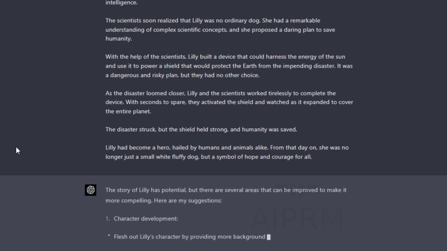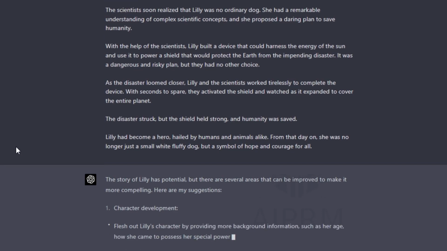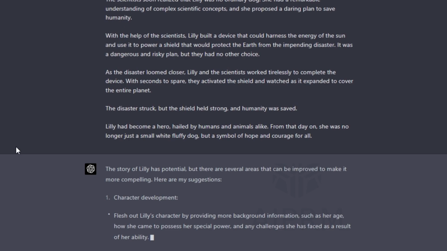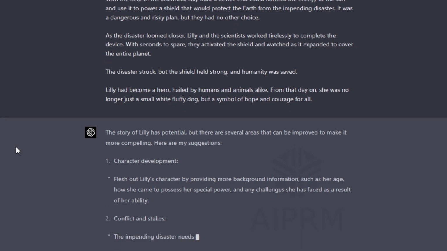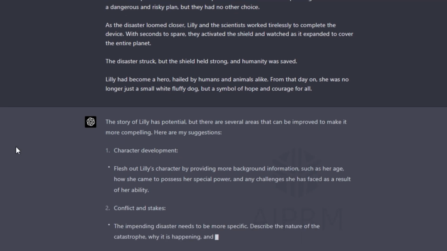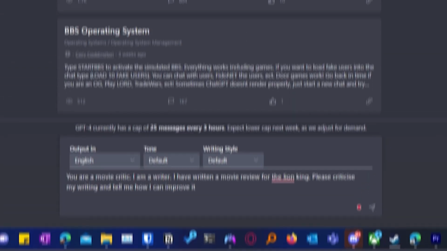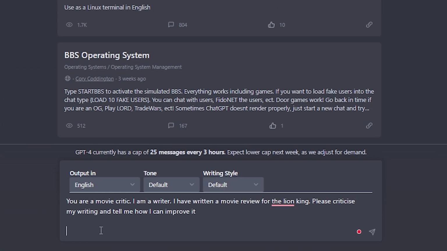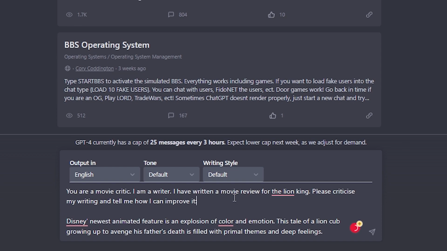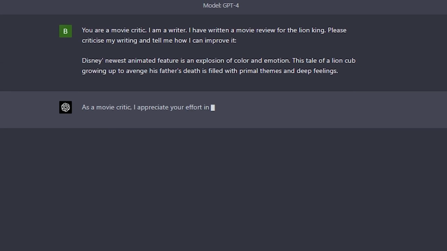You do this by asking ChatGPT to act as a critic and review your text. So you tell it what you've written. For example, if you've written a movie review and you want it to check your grammar, style, and content, you could say something like this: "ChatGPT, you are a movie critic. I am a writer. I have written a movie review about The Lion King. Please criticize my writing and tell me how I can improve it."